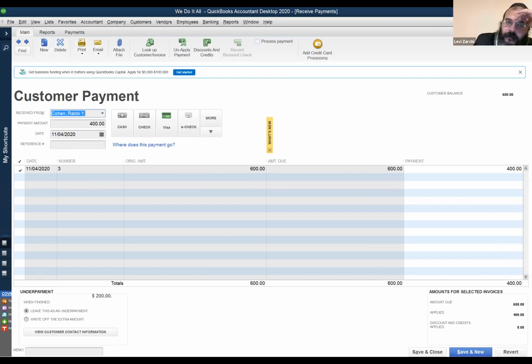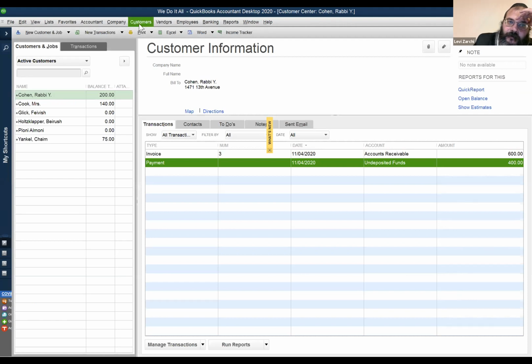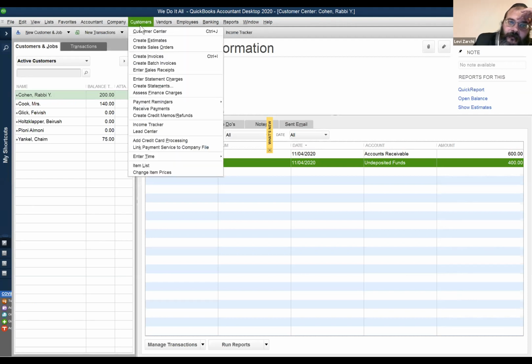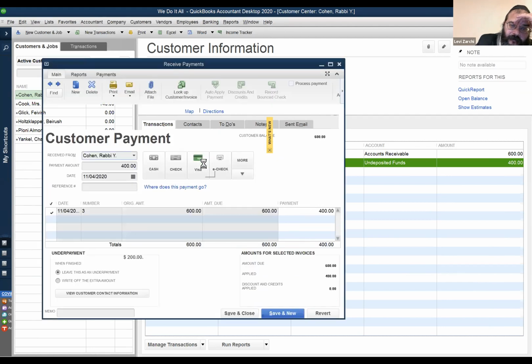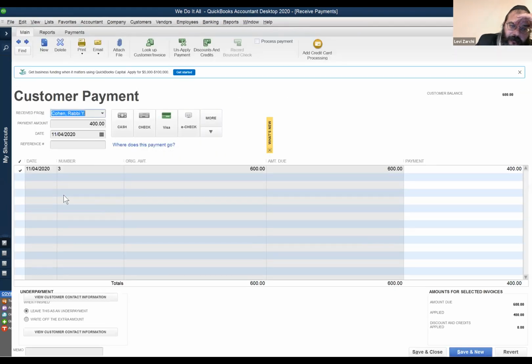I don't see it. No, go back, you have to go to customer center. Okay, yeah. And you go to Cohen and you have your two payments. So go to any one of them. Actually, you have to make sure that's not checked off on your payment, otherwise you're going to have an unapplied payment. So double click the payment, you see a check next to it.